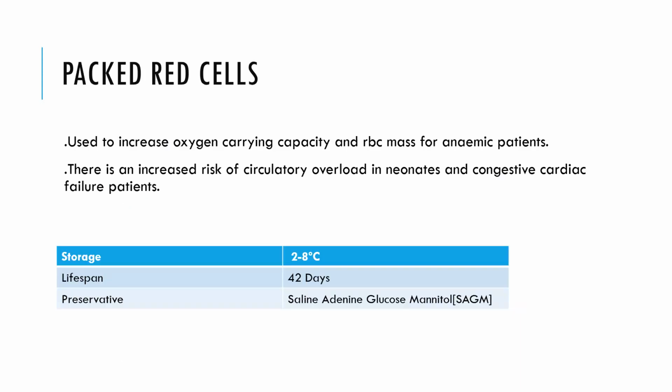Severe anemia, yeah. So remember that for all the blood products, you need to know the ideal storage conditions, the lifespan, and the preservatives that are used. So specifically for packed red cells, the right temperature for storage is 2 to 8 degrees Celsius, and it lasts 42 days. And the preservative is saline adenine glucose mannitol, SAGM. So make sure for all the blood products, you know the indications and the necessary storage conditions.